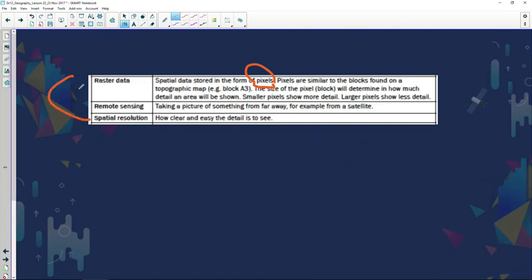Now back in the days we used orthophotos, using vertical aerial photographs, a camera attached to an aeroplane. But these days we can take photos from far away. We don't even have to be in contact with it, for instance using satellites. And spatial resolution, which correlates directly with raster data, is how clear and easy the detail is to see. So we try to improve the spatial resolution to improve the pixel quality.